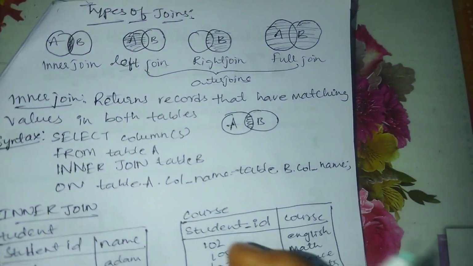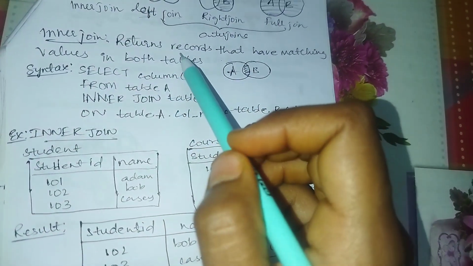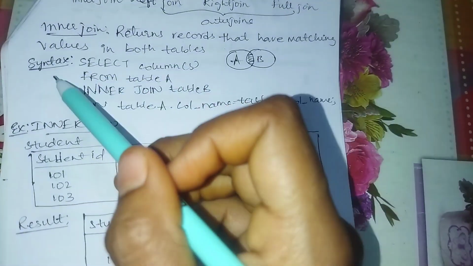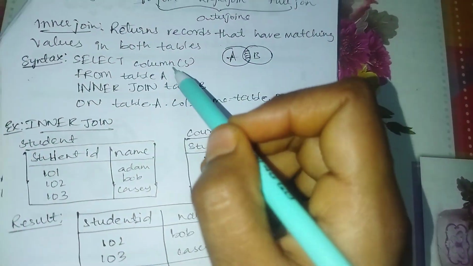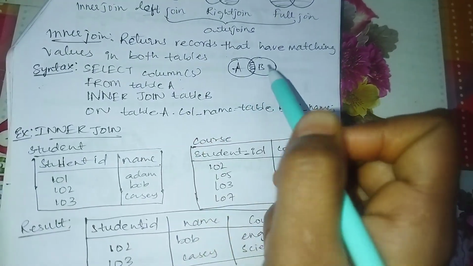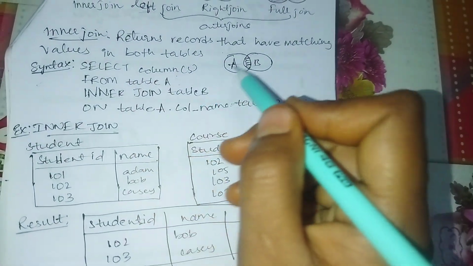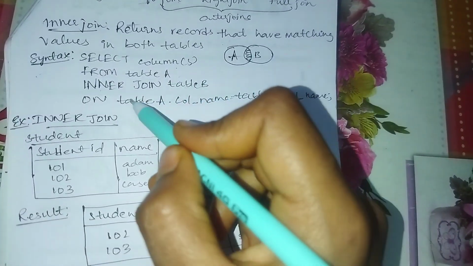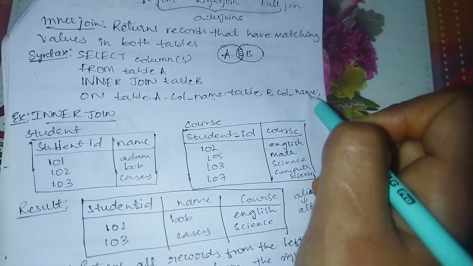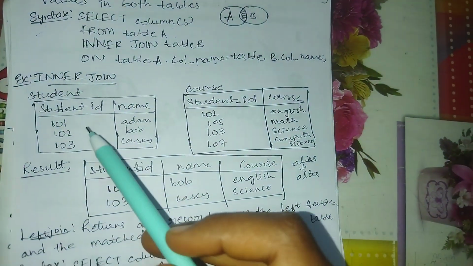These are the types we use for join operation. Inner join returns records that have matching values in both tables. The syntax is: select column from table A, inner join table B on table A column name equals table B column name, joining the values.